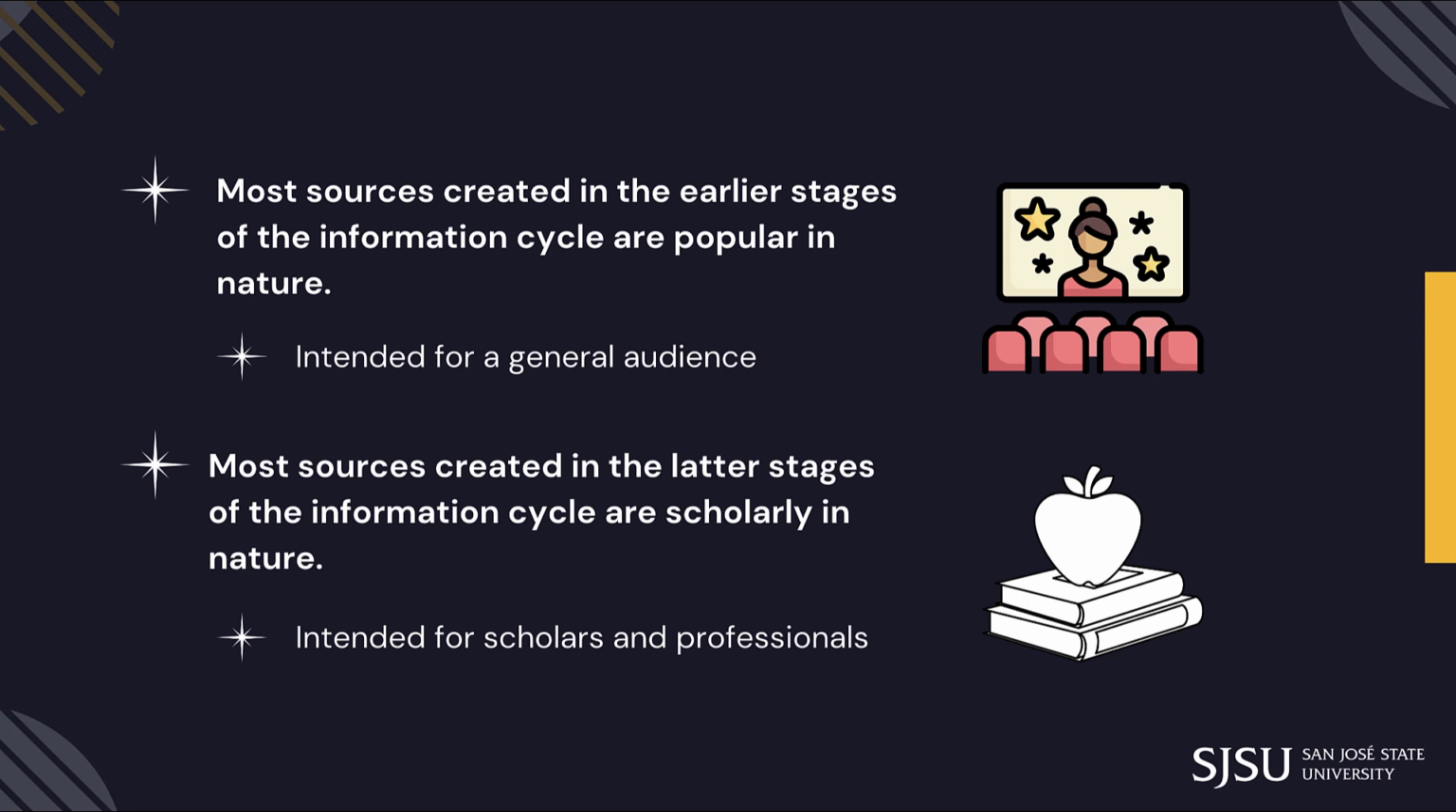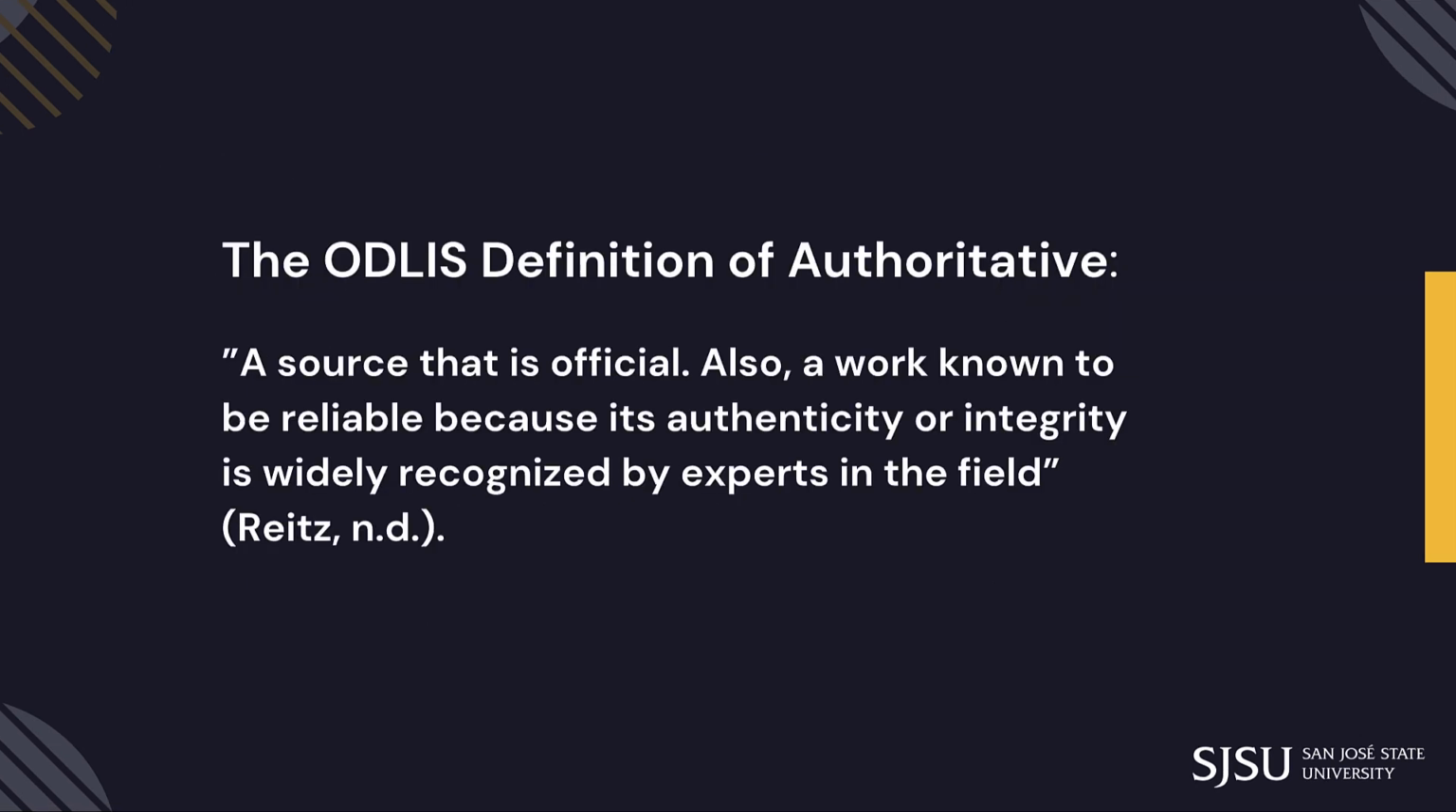Another way of looking at this is that a lot of the types of sources that are created in the latter parts of the information cycle can be viewed as authoritative. The Online Dictionary for Library and Information Science, or ODLIS for short, provides a really helpful definition for authoritative. It states that for something to be considered authoritative, it is a source that is official. Also, a work known to be reliable because its authenticity or integrity is widely recognized by experts in the field.